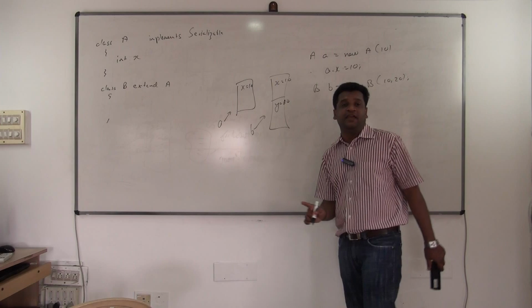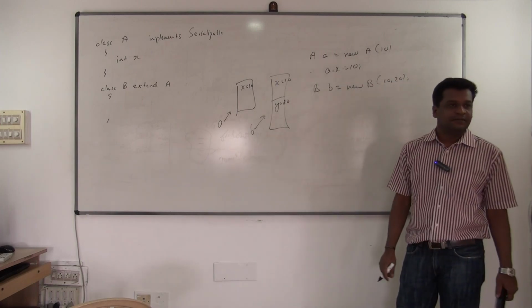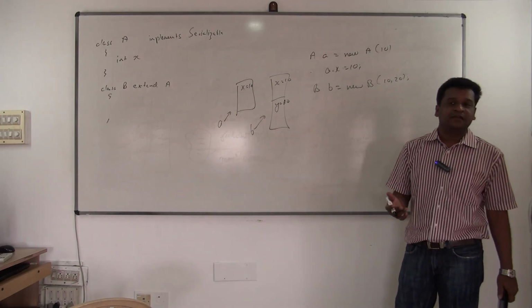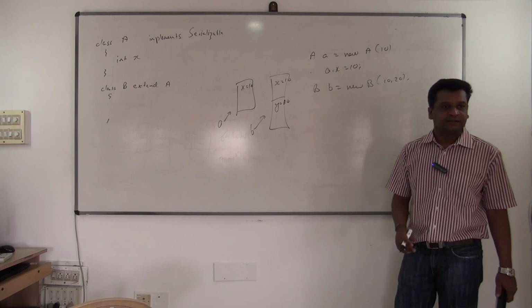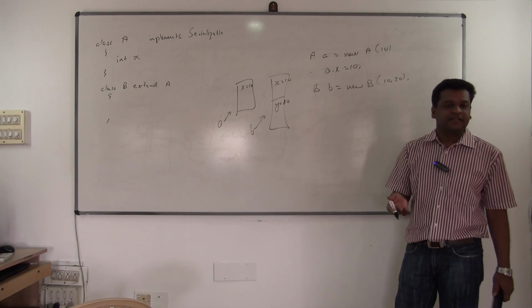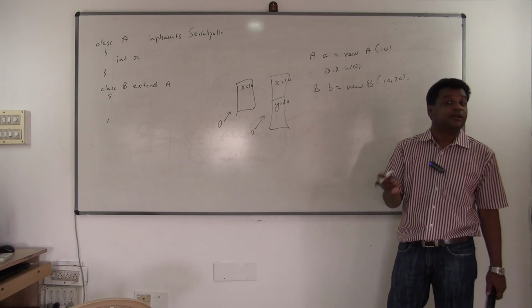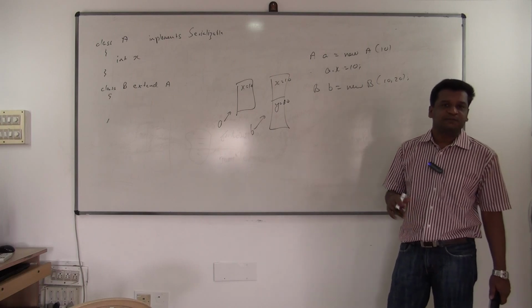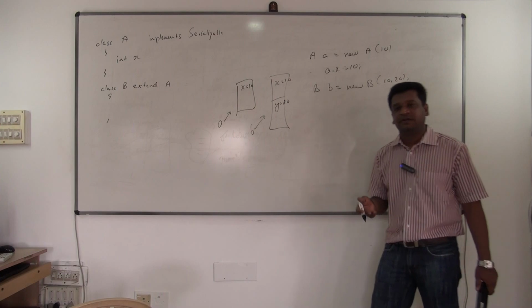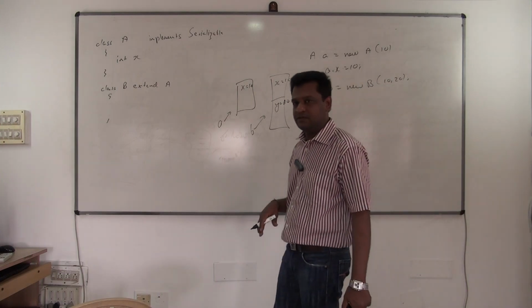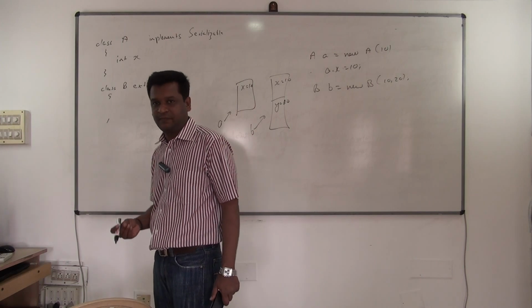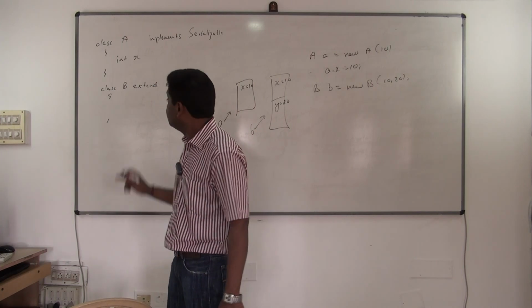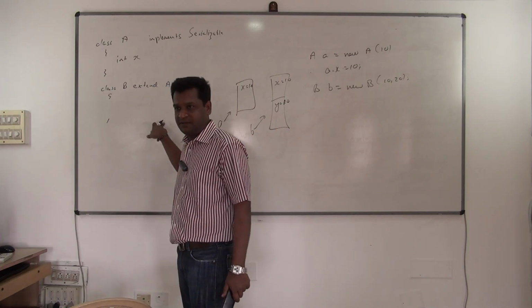So when you serialize A, you will get only one value. But when you serialize B, you will get both the values. When you serialize A and deserialize it, you will get only X. But when you serialize B, you'll get both X and Y, because the full B object is getting serialized. Full B object. Done with this? So first I'll show you this output.